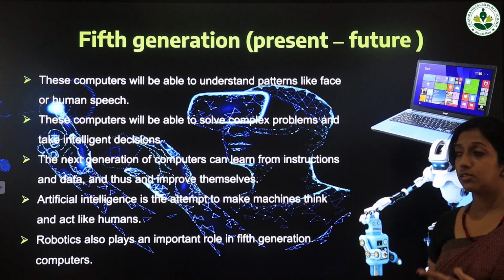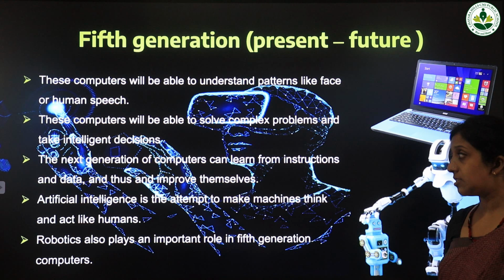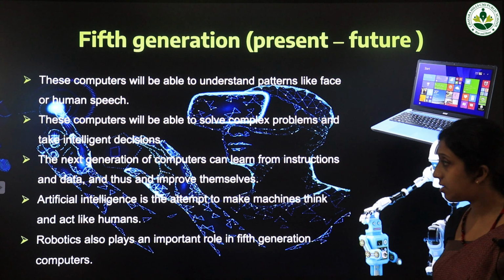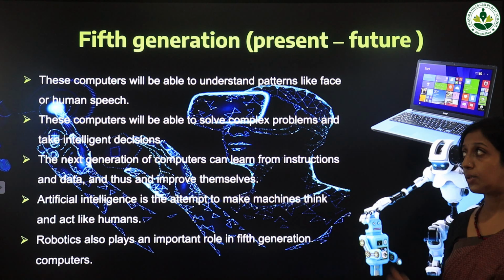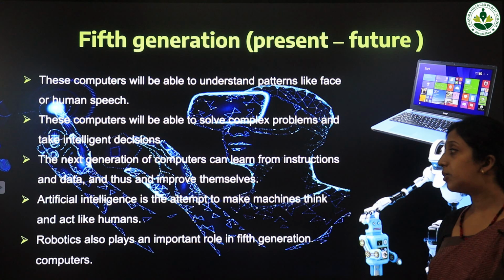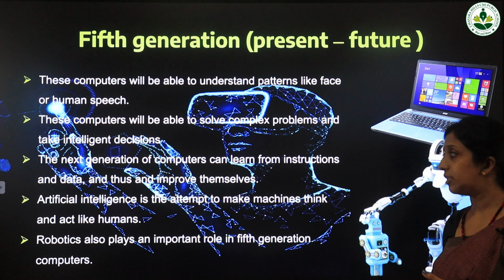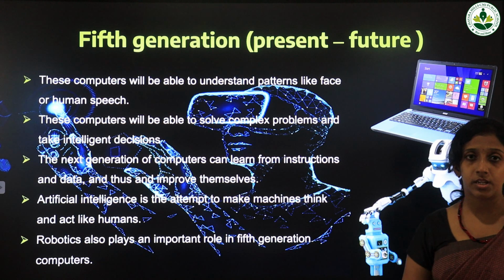So the main component used here is artificial intelligence. Artificial intelligence is the attempt to make machines think and act like humans. So by using this artificial intelligence, the machines can think and act accordingly. Robotics also plays an important role in the fifth generation computers. And that's all about our five generations of computers.